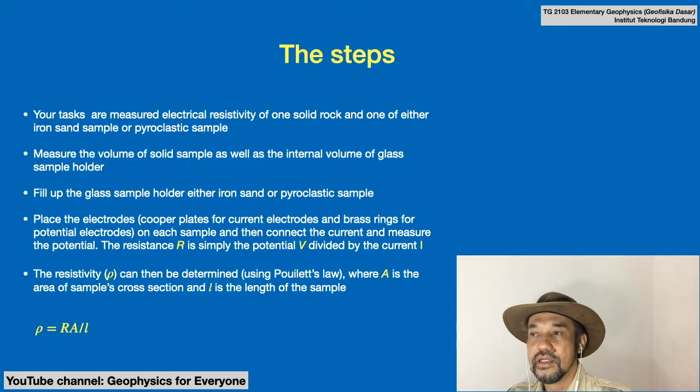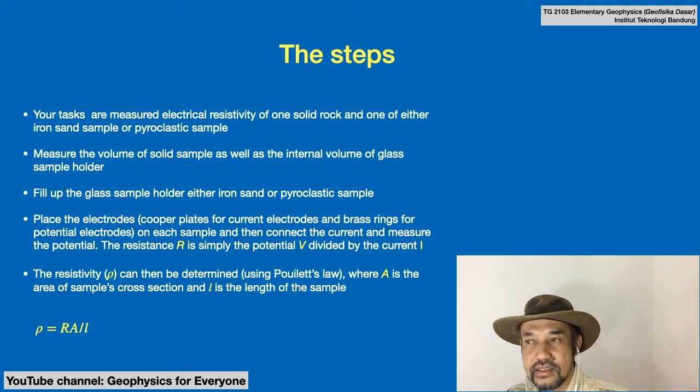First of all, the students are required to measure the volume of the solid sample as well as the internal volume of the glass sample holder. The students are then required to fill up the glass sample holder either with iron sand or pyroclastic samples. The students are then required to place the electrodes, the copper plates for current electrodes and brass rings for the potential electrodes, on each sample, and then connect the current and measure the potential.